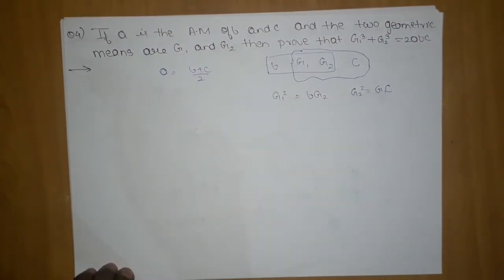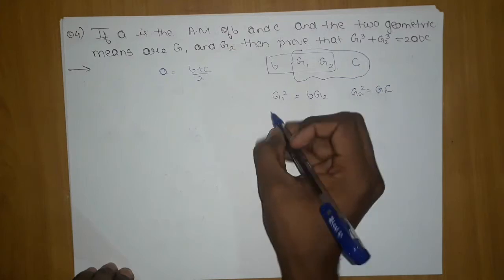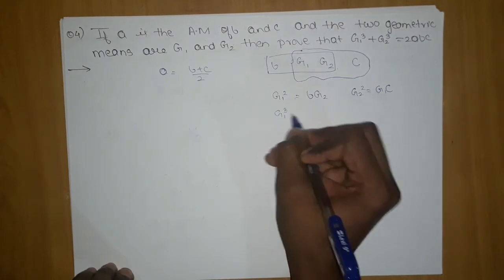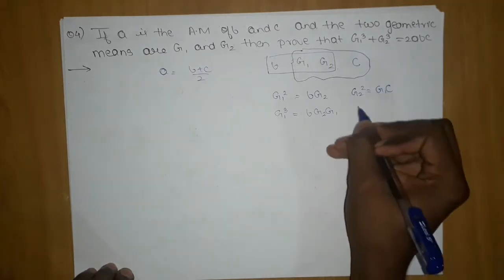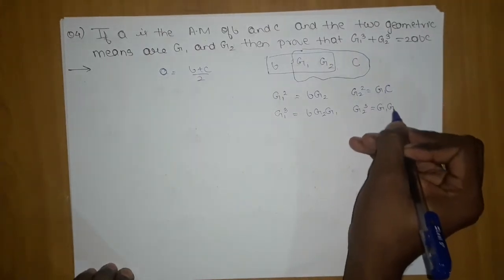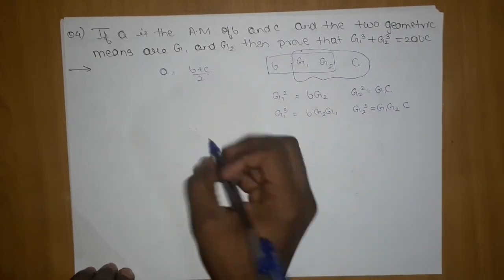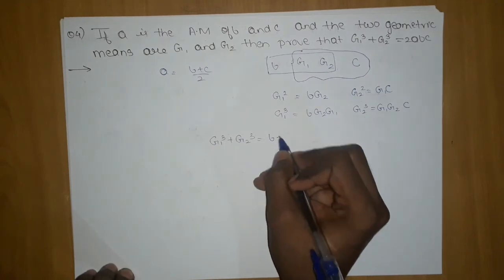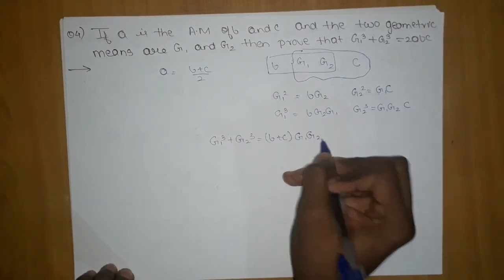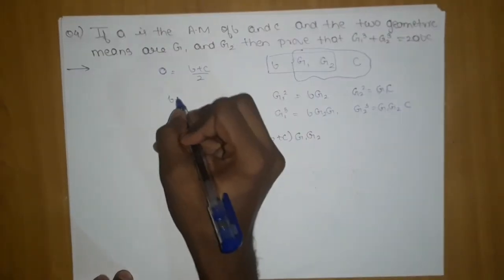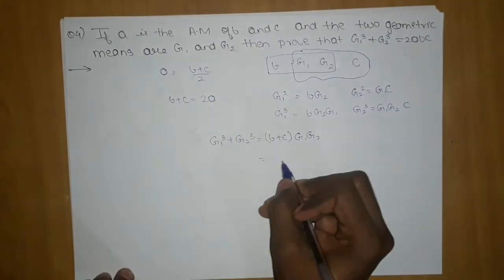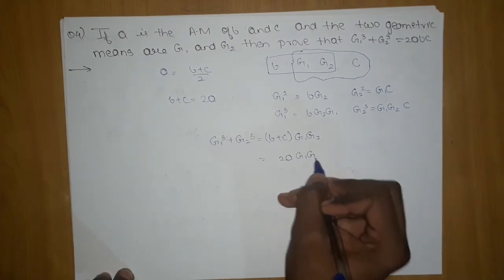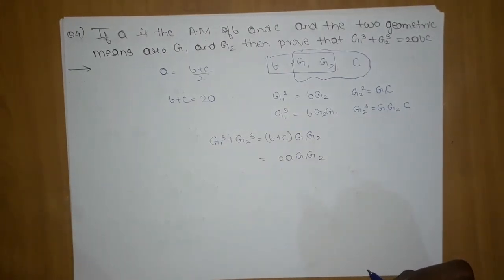Now what I want is g1 cube and g2 cube. So if I multiply again by g1, g1 cube should be equal to b into g2 into g1. Similarly g2 cube will be nothing but g1 into g2 into c. Now if I add this, g1 cube plus g2 cube is nothing but b plus c into g1 g2, taking g1 g2 common. And b plus c from here is nothing but 2 into a. So if I put 2 into a, g1 g2, we get 2abc.